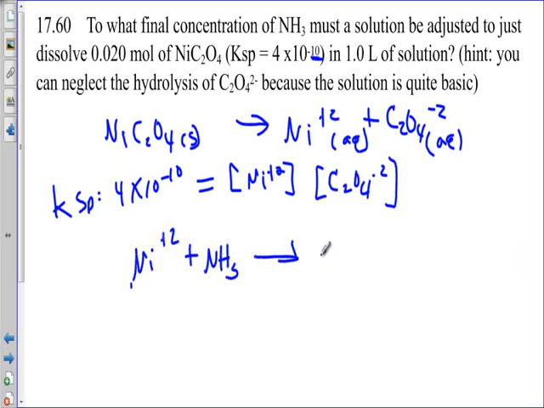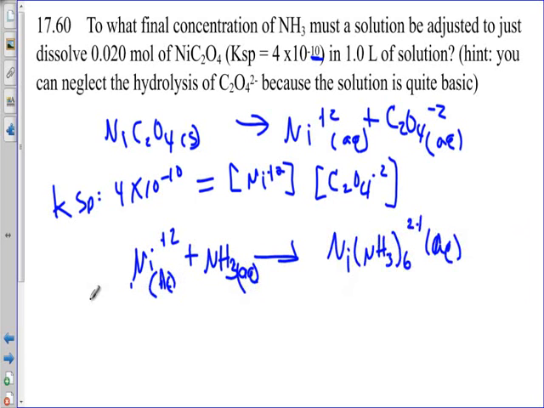Now, if I go to table 17.1 again, I want to look for a complex that has nickel plus 2 and ammonia in it. And when I do, what I find is Ni(NH3)6 2+, 6 ammonias on that, 2 plus charge, and it's, of course, aqueous. This is aqueous. This is aqueous. Right? And it gives me the Kf.